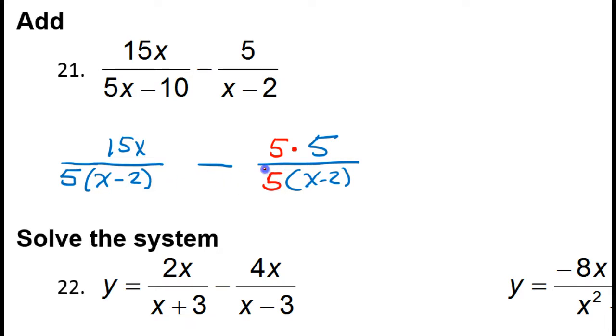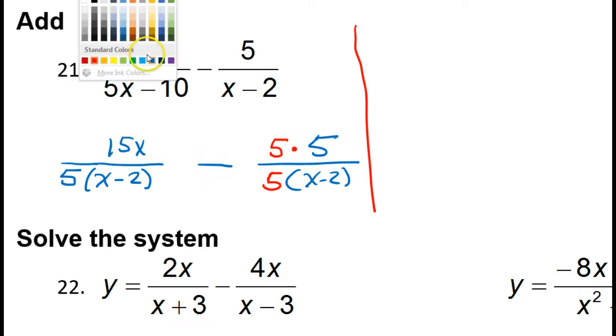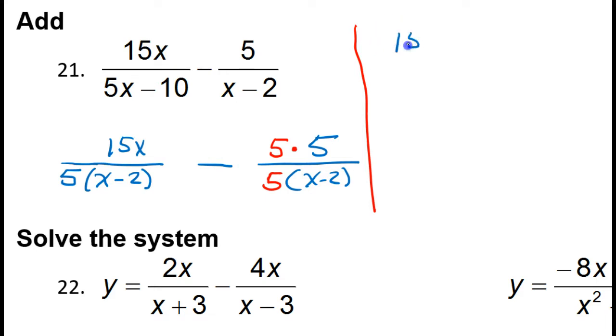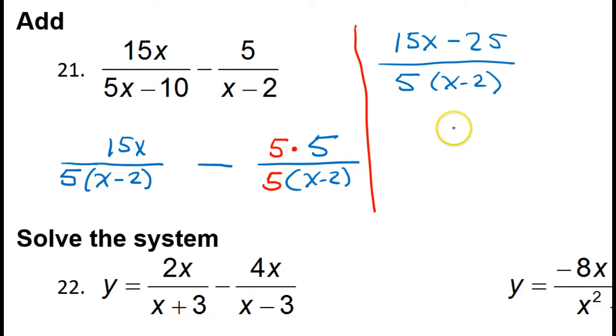But once I have like denominators, I can go ahead and combine these two into one fraction by combining the numerators. So it'll wind up being 15x minus 25. Alright, so now I have 15x minus 25 over, and I just keep my like denominator of 5 times the quantity x minus 2. Be careful not to stop here. Again, there's a common factor in the numerator, and we need to bring that out. So the common factor is 5.